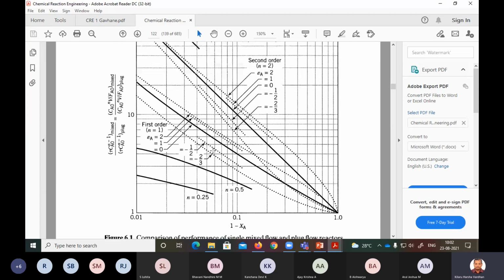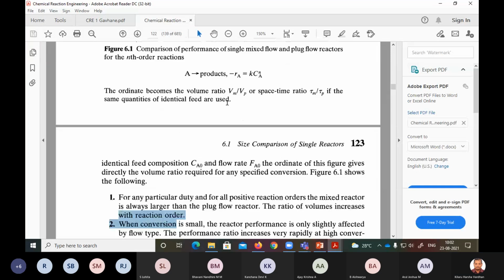That is what we saw here. The ratio is increasing with the order, and the ratio is decreasing if the order is decreased. You can see the slope. It's going much steeper, right? That is the first one.